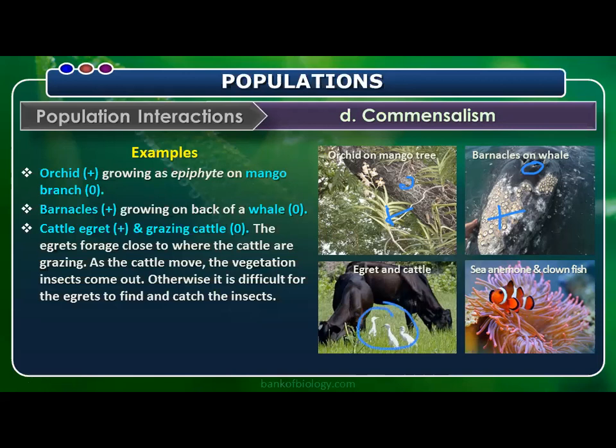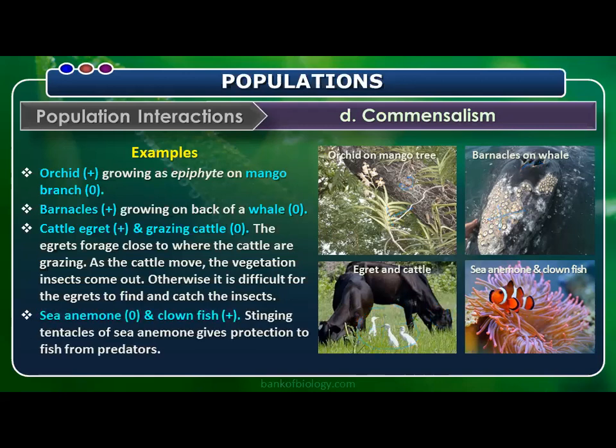You see this? Okay, so this is 0. Sorry, this is plus. Nothing happens to the cattle. They go their own way. As the cattle move, the insects in the vegetation come out. Otherwise, it is difficult for the egrets to find and catch the insects. So that we call commensalism. In all these cases, one is benefited, the other is neither benefited nor affected. Only thing you have to remember is who is benefiting and who is neither benefiting nor affected.